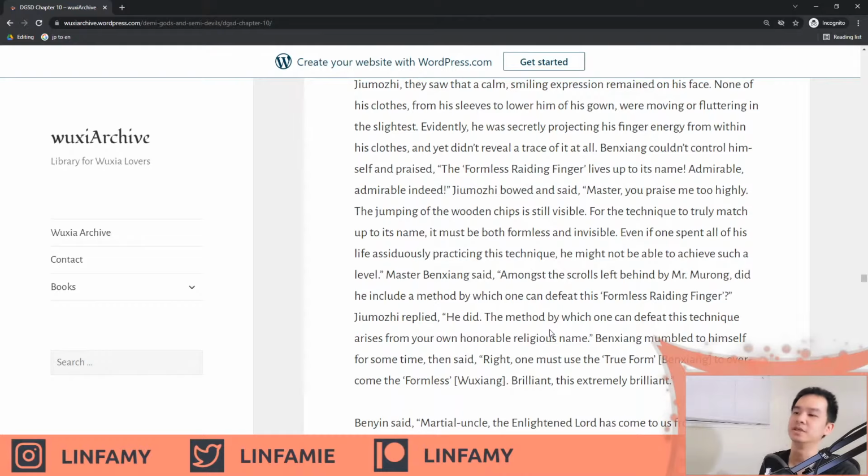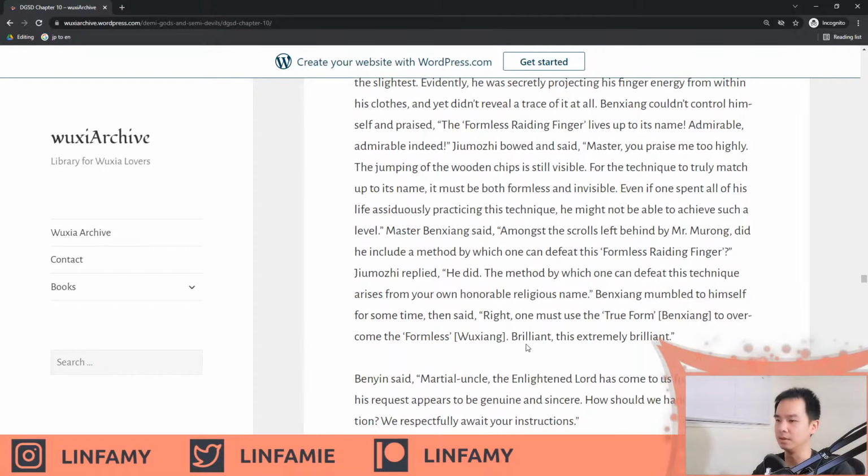Even if one spent all of his life assiduously practicing this technique, he might not be able to achieve such a level. Master Bunxiang said, Among the scrolls left behind by Mr. Mu Rong, did he include a method by which one can defeat this formless raiding finger? Jiamozu replied, He did. The method by which one can defeat this technique arises from your own honorable religious name. Bunxiang mumbled to himself for some time, then said, Right. One must use the true form to overcome the formless. Brilliant! This is extremely brilliant.